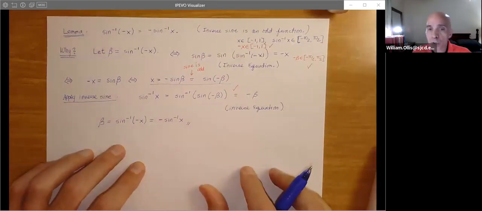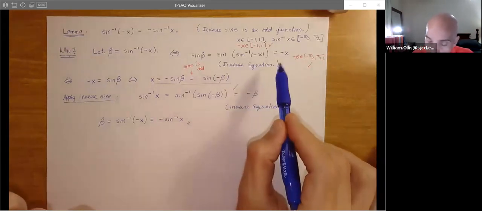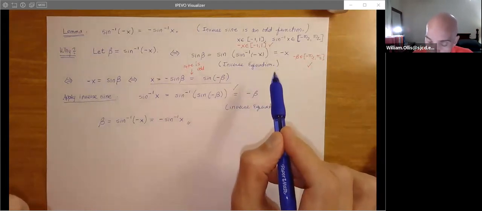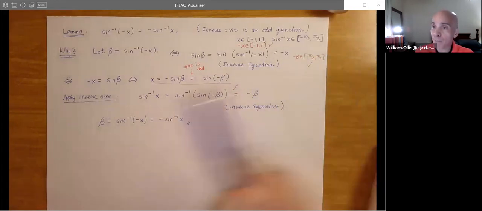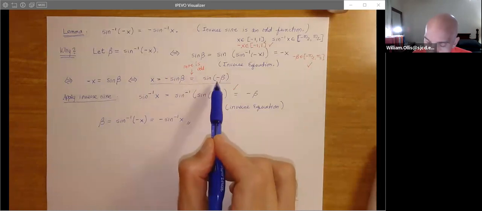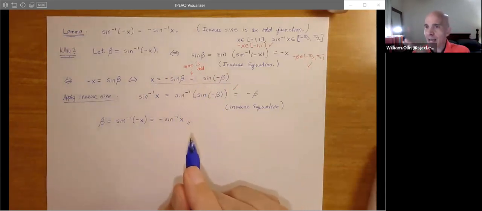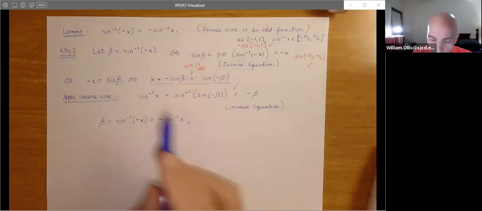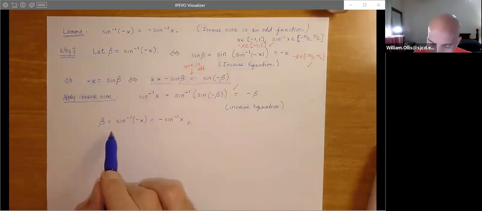So basically what we had to do was move forward, applying the sine function, use the inverse equation, and then take it backwards. So that means what we had to do was find some way to move that negative sign inside and then outside again. So we start with this and we get exactly what we need.